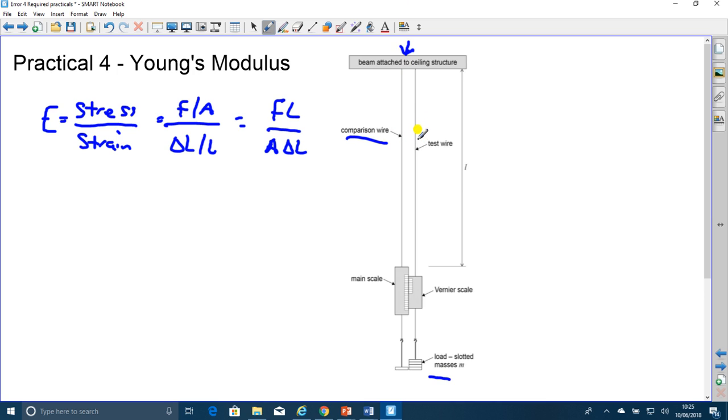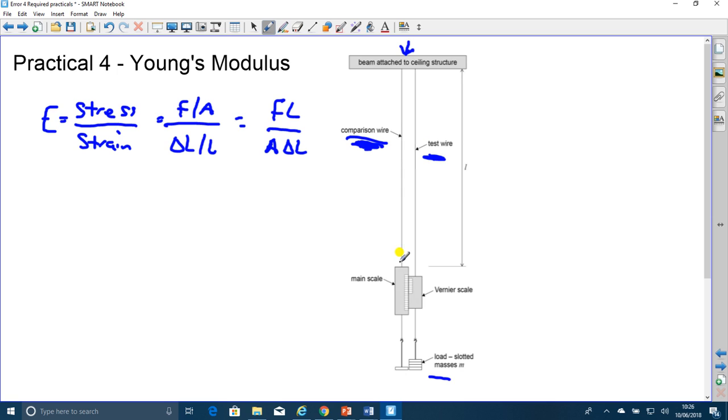So it doesn't matter. Having a comparison wire also means that any temperature fluctuations in the room which cause the wires to expand will be negated. So it won't matter, because it's really important to having this comparison wire here, because anything which happens to that also happens to the test wire. So from that, then, all things can be judged to be equal.